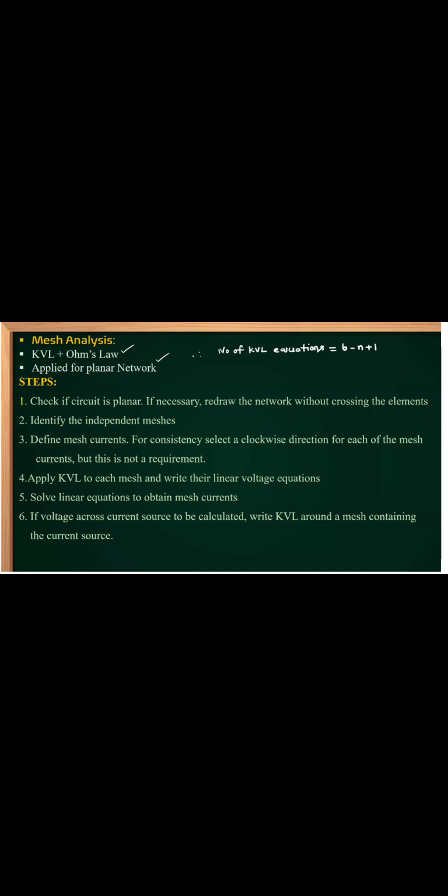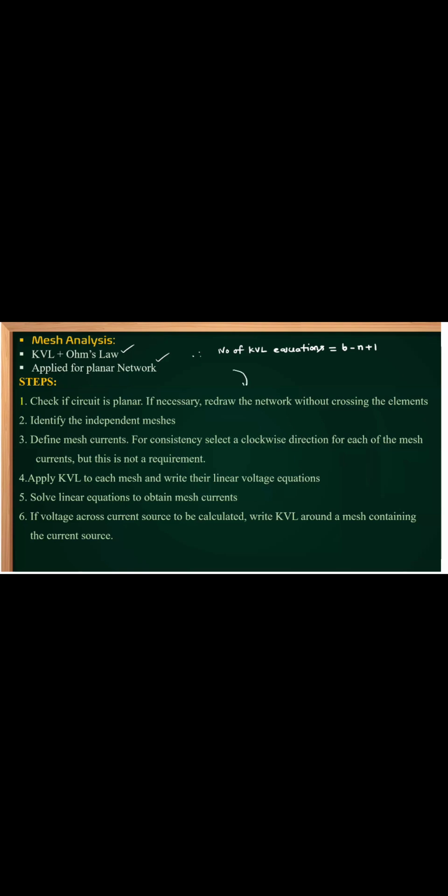Then what are the steps you have to follow? Check if the circuit is planar. If necessary, redraw the network without crossing the elements. I told already, in a two-dimensional plane, if you can draw the network without any crossings, then it is planar. Identify the independent meshes. Third step is define mesh currents. For consistency, select clockwise direction for each of the mesh currents. But this is not required. You take any direction for each mesh, but follow one direction.